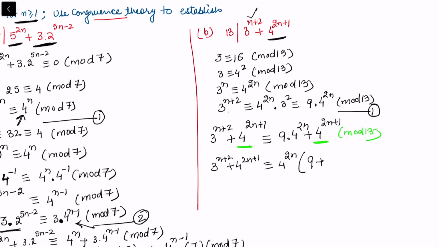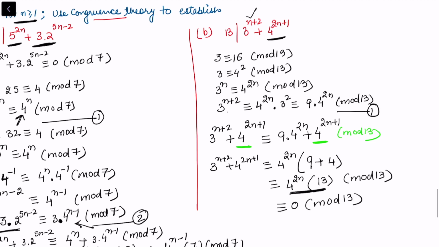Inside we will have 9 plus 4. Now 9 plus 4 is 13, so 4 to the power 2n, and here we have 13, with respect to mod 13. So this appears as a multiple of 13, and hence this is congruent to 0 mod 13. And this is what we wish to prove, that 13 divides 3^(n+2) plus 4^(2n+1). So that proves our second part as well.